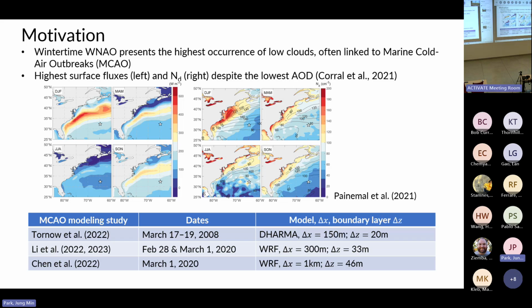Especially across the modeling team, at least 4 published works, to my knowledge, focus on cold air outbreak events. I listed the papers here, with the dates, the grid resolution, and the model that they used. So since we already have these 4 published works, why are we doing another modeling study on wintertime marine cold air outbreaks?